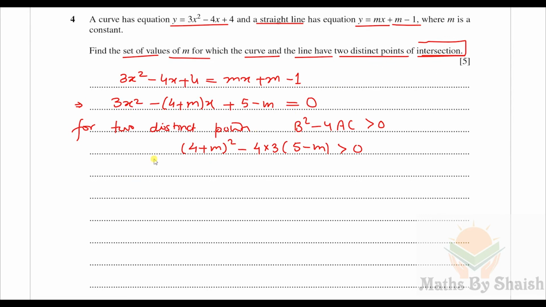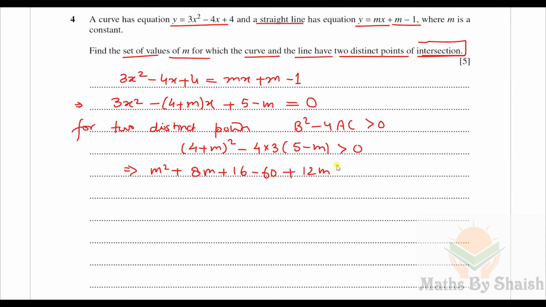(4 plus m) whole square becomes m square, 4 2s are 8m, 4 2s are 8m, not 28. 8m plus 16, and here we get 4 3s are 12, 12 5s are 60, minus 60 plus 12m greater than 0.